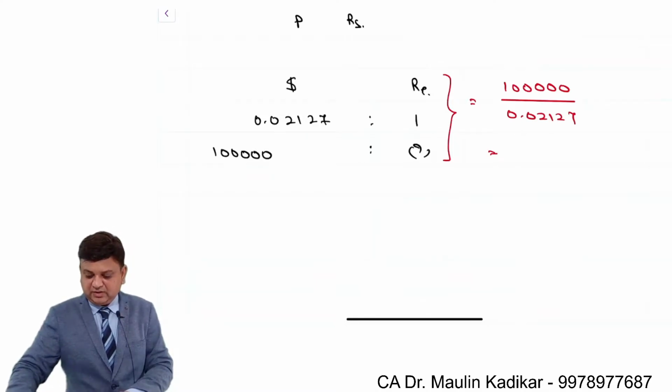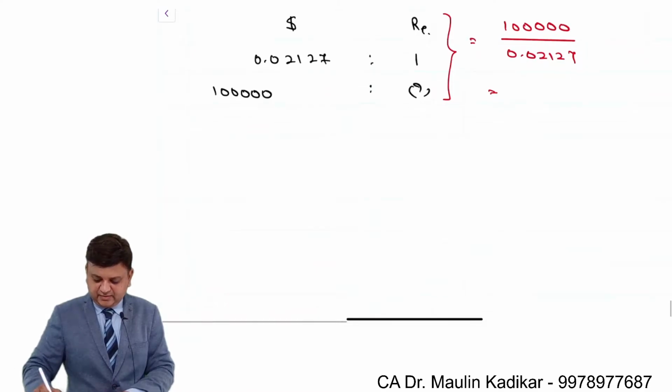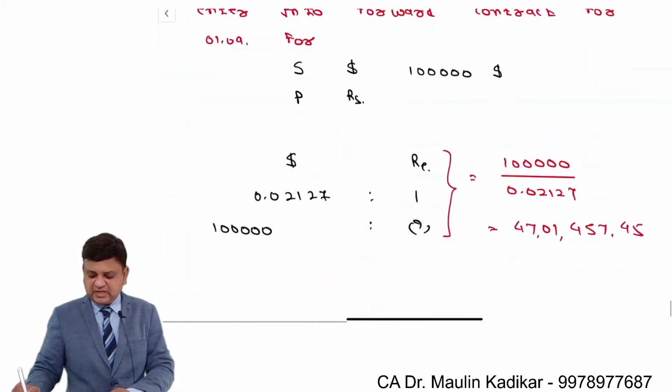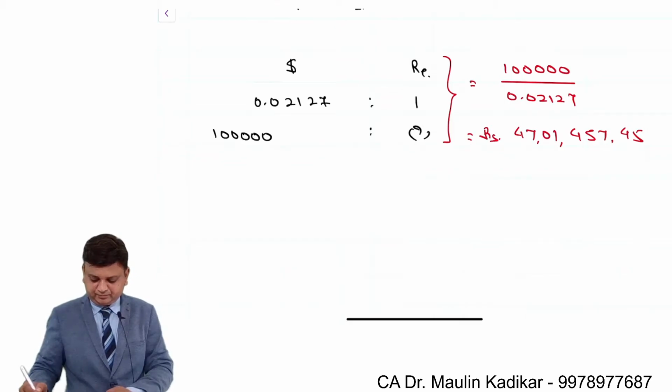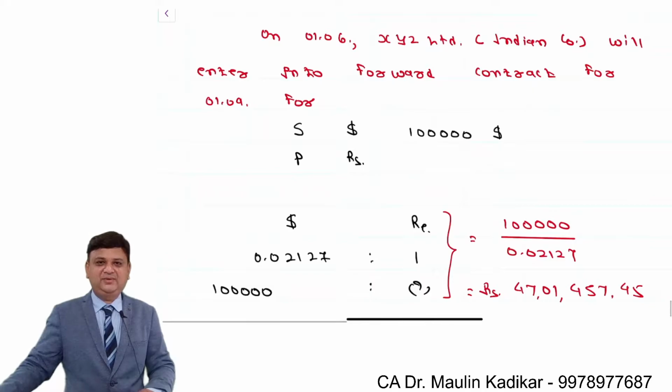So kindly use a calculator. 1 lakh divided by 0.02127. So that comes to 47 lakh 1,457.45. This is the amount of the rupees that you will receive if at all the forward contract is entered upon. That is answer of the A alternative.